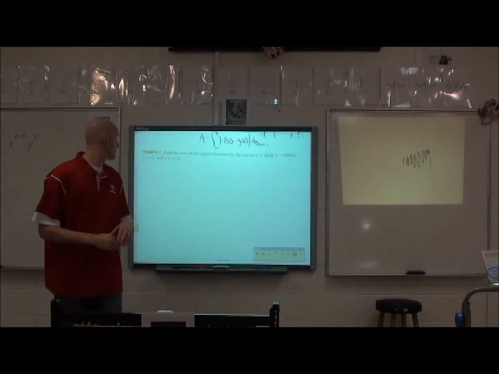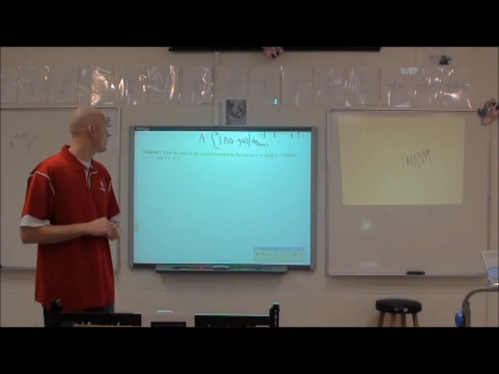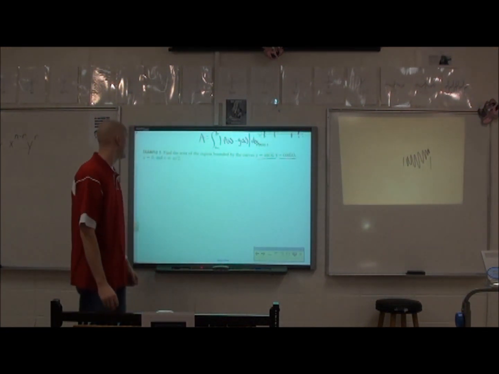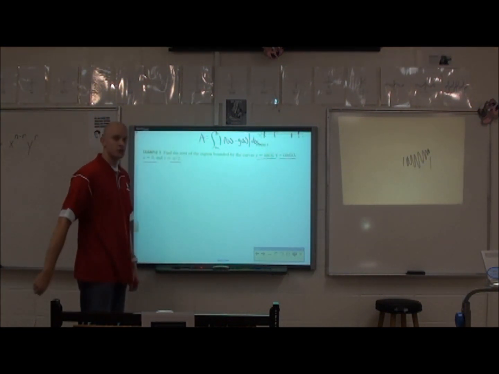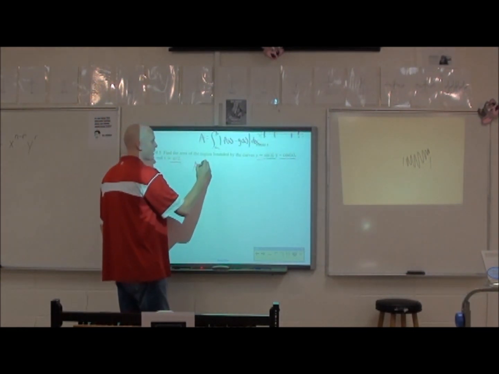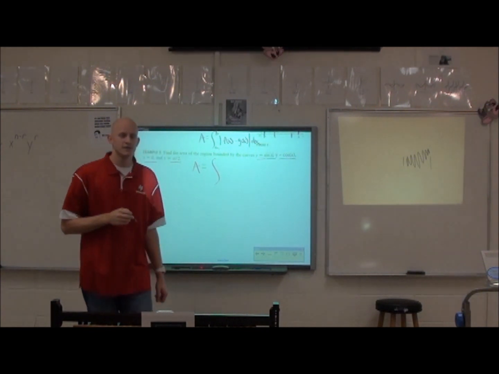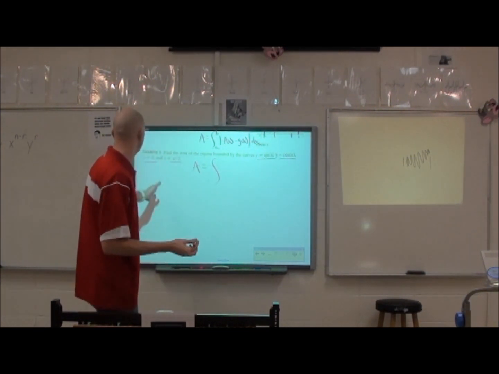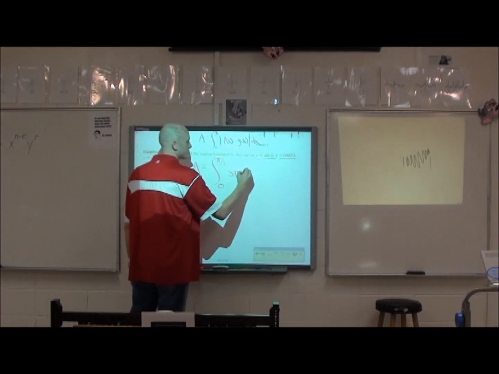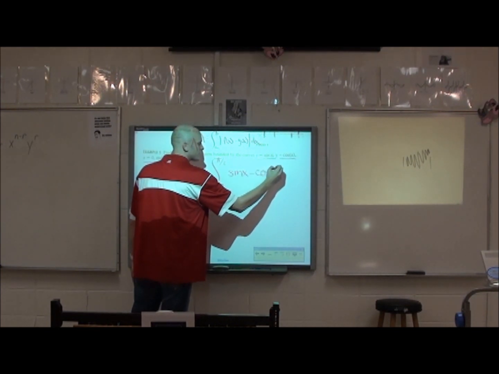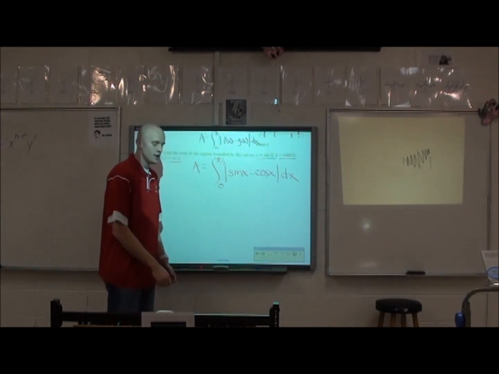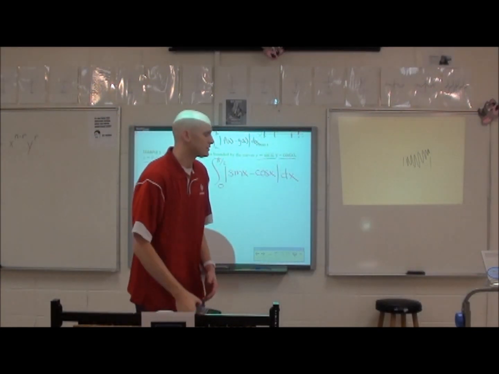We are given, for example 5, find the area between or bounded by the curves sine of x and cosine of x from 0 to pi over 2. So what we're finding, if it's calculator active, is the area. We don't even care which one is the top, which one is the bottom. We just simply need to integrate from 0 to pi over 2 of sine of x minus cosine of x, and it's the absolute value of that, dx.